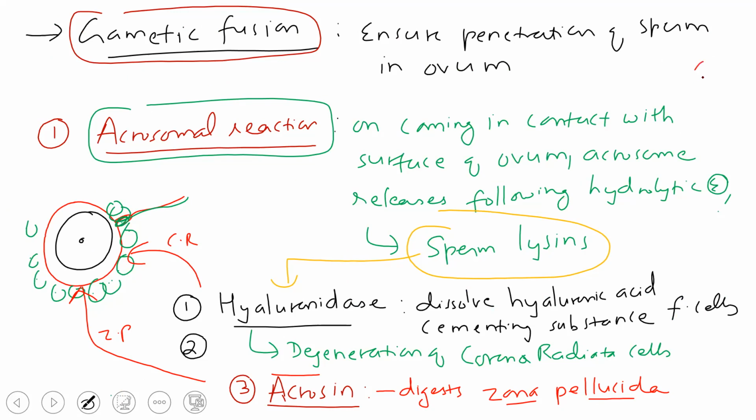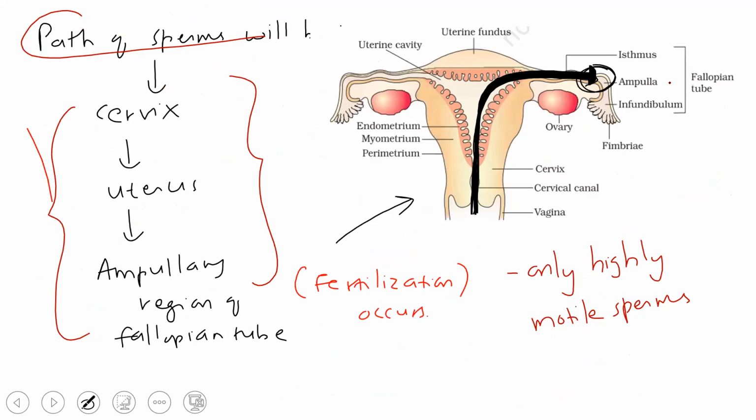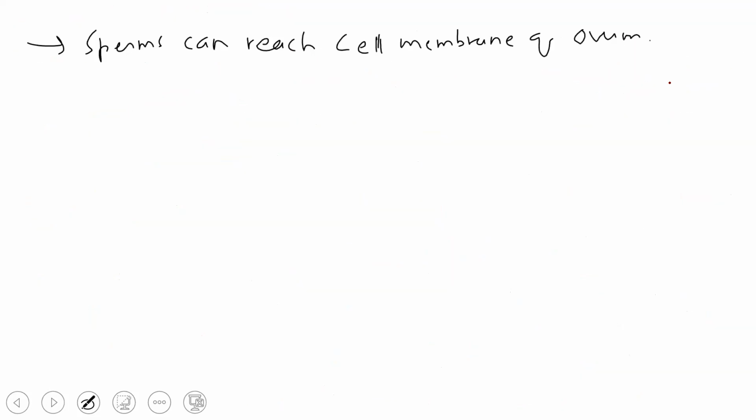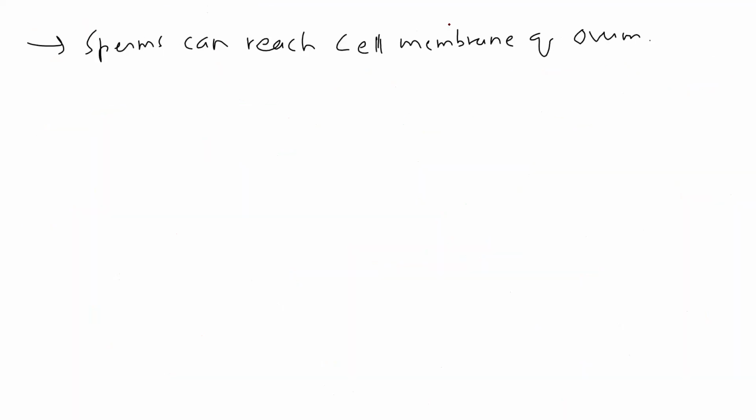Anyone? It's very important. For NEET, remember that. For NEET, frequently they ask questions from this capacitation, the viability, and this path of sperms. All those are questions. So any problems in these acrosomal reactions? Anyone? Yes or no? No, sir. So now what will happen next?